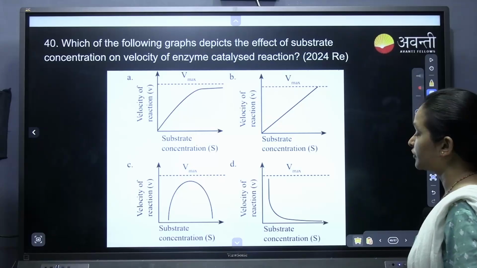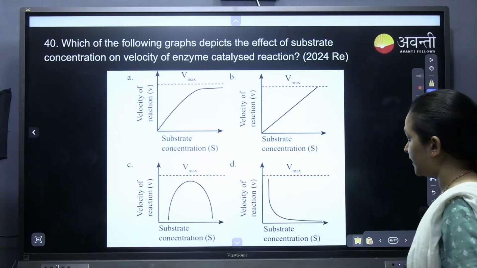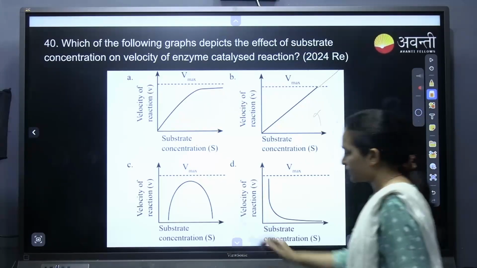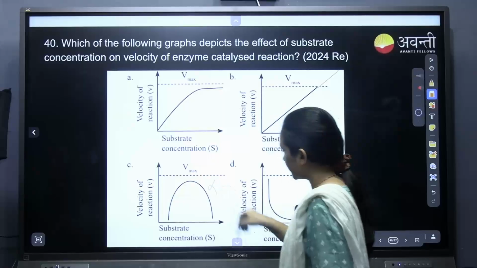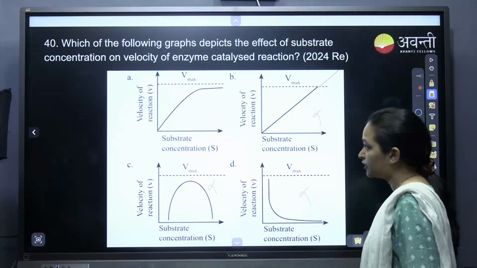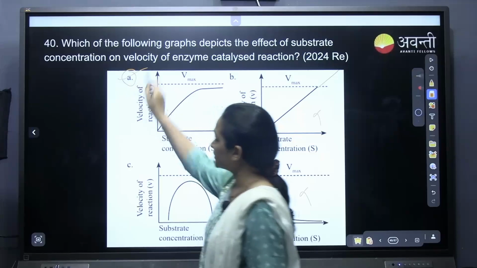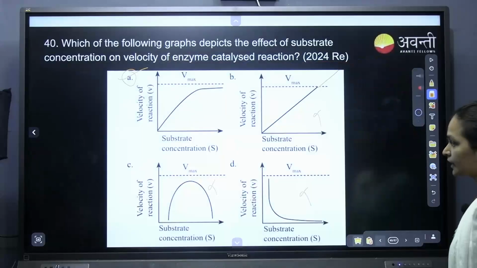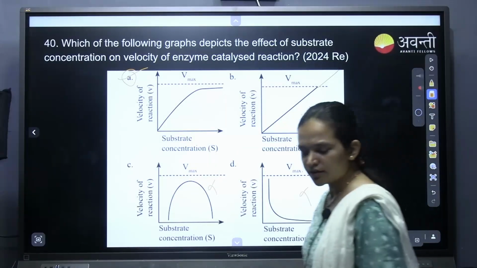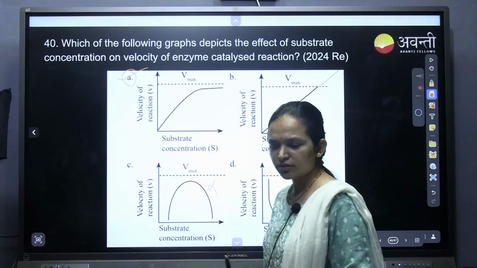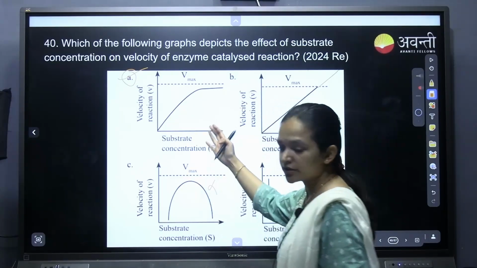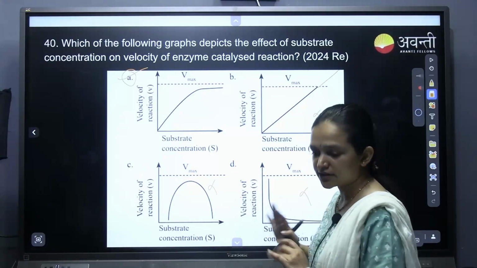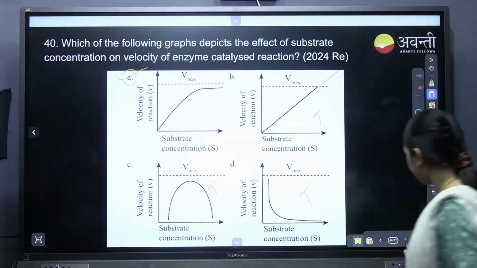Enzyme concentration on velocity of the enzyme catalyzed reaction. Is this correct? Does it go on like this? No, right? This is wrong. Is this how the Vmax is attained? No. This is how the Vmax is attained, right? Just now we discussed the same thing. Did you not understand, or are you not answering the question? Why? It's such an easy question. The graph is directly given from the NCERT book.